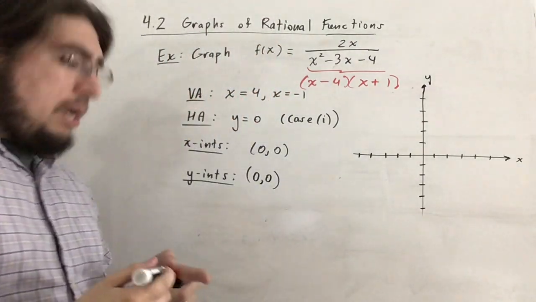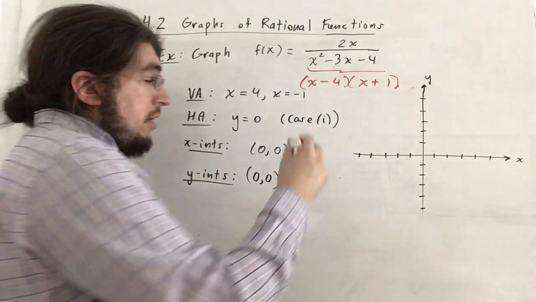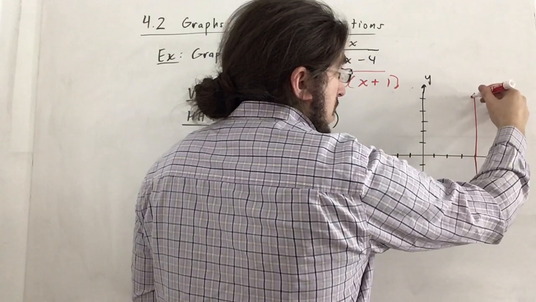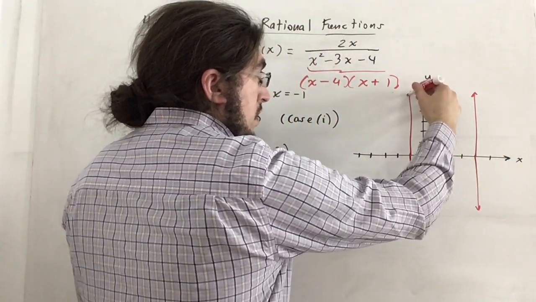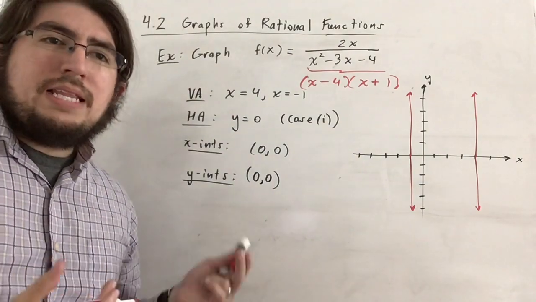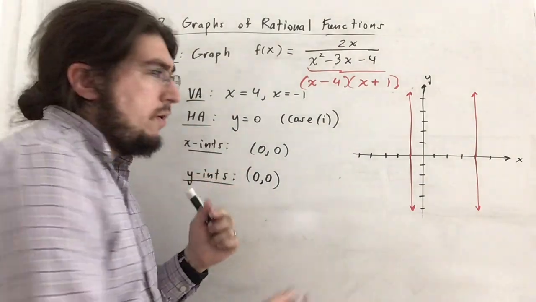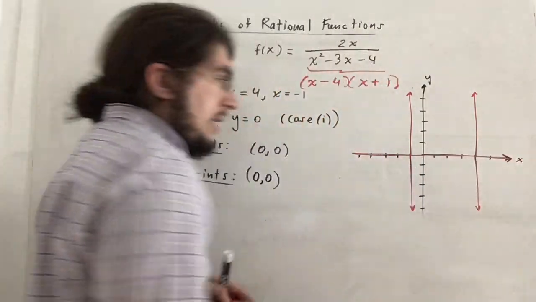Perfect. So now I'm going to first, in red, show what my vertical asymptotes are. That's at x is equal to 4 and negative 1. Perfect. Now what? Well, now our horizontal asymptote is y equals 0. Remember, y equals 0 is just the x-axis, just like that.